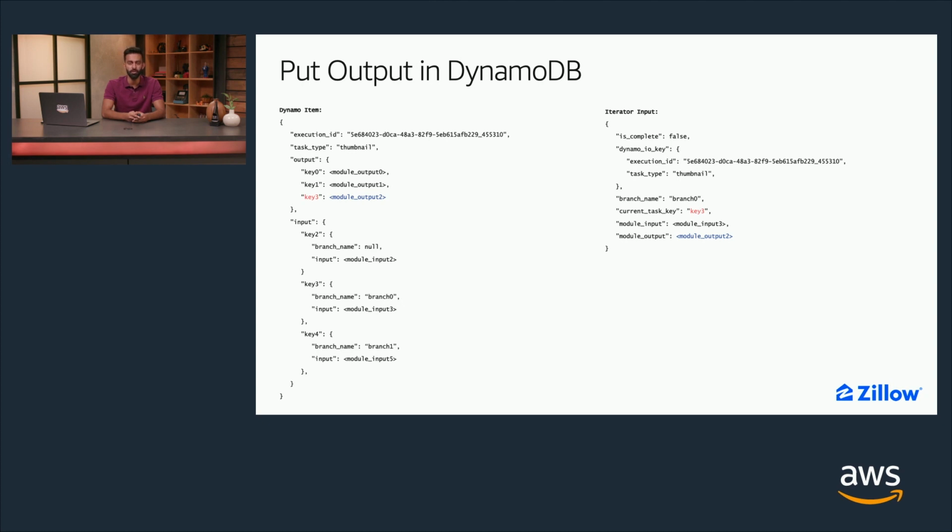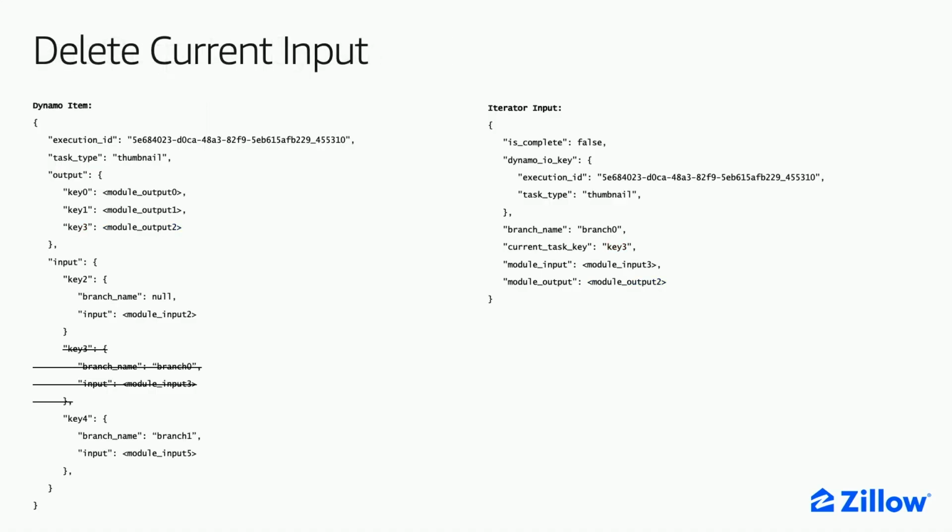The current state of the DynamoDB item is on the left, and the input to the iterator is on the right. The first thing we need to do is save the output of our previous logic block's execution. This is simply taking the current task key for our iterator and the module output that our logic block spat out and sticking them in the output dictionary within our Dynamo item. The next thing we need to do is delete our input from the list of inputs since we no longer need to process it and don't want other branches to even consider it.